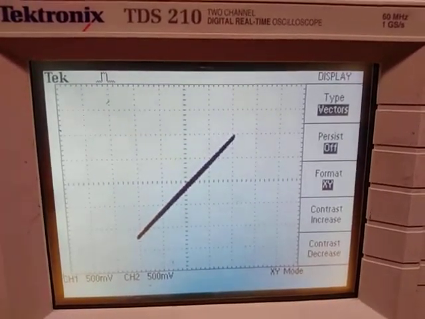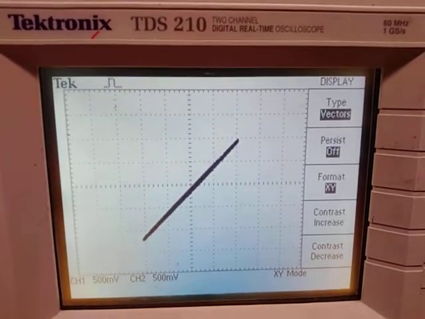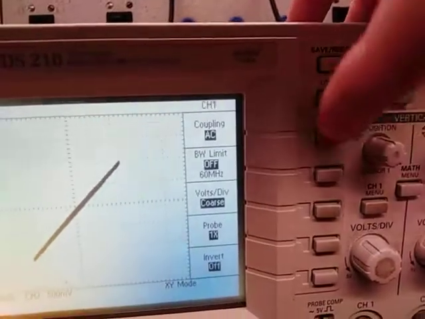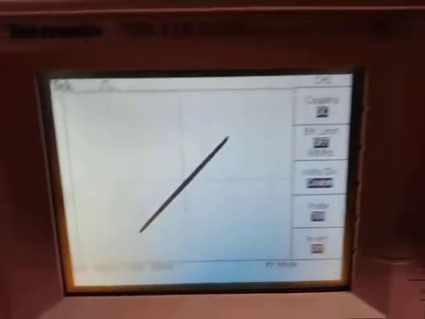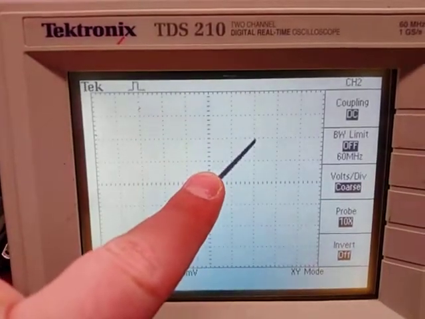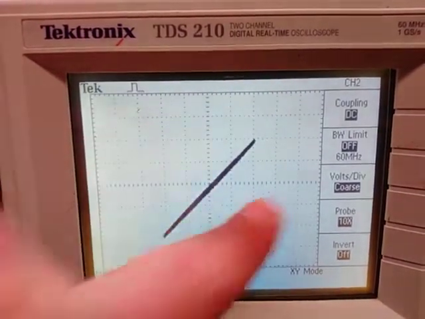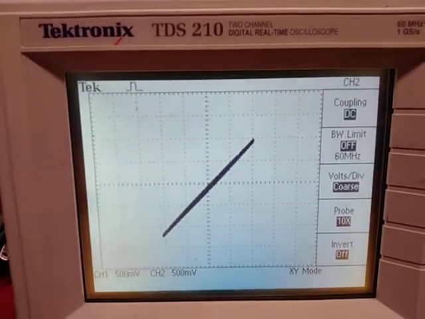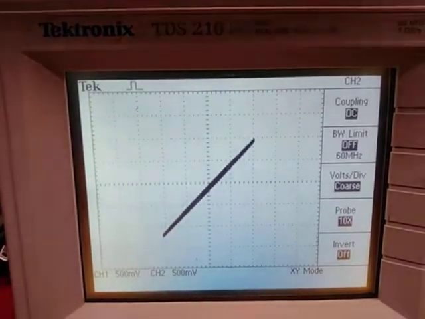And generally when you have XY mode, you want DC coupled input and output. So if you press on channel 1, make it DC, and for channel 2 also DC, which means this middle point here, the center of the coordinates, is 0 voltage on both channels. And now you can read any voltage you want.